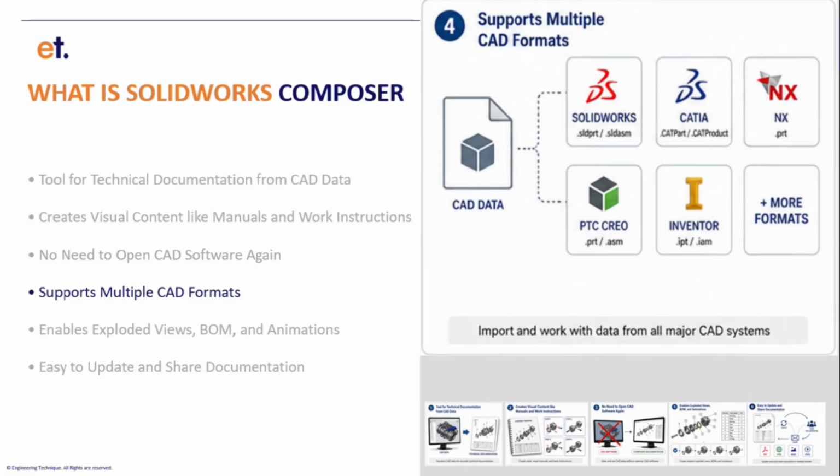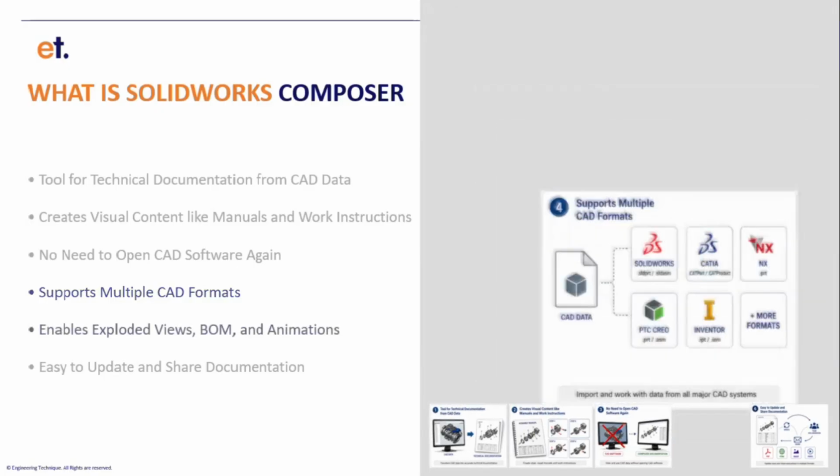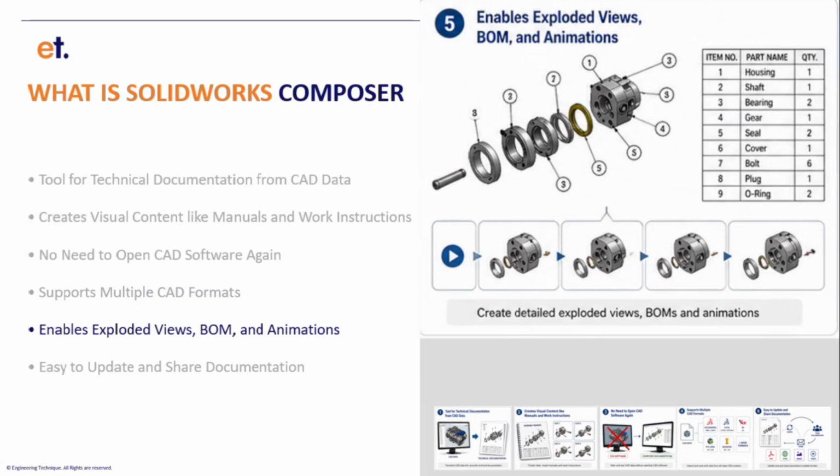SOLIDWORKS Composer supports multiple CAD formats like SOLIDWORKS part files, assembly files, STEP, IGES, and other 3D formats. So we can import data from different CAD systems into one platform. This gives flexibility and makes collaboration easier between teams. SOLIDWORKS Composer enables creation of exploded views, BOMs, and animation. It helps in clearly showing assembly sequence and component details. This makes documentation more interactive and easy to understand.